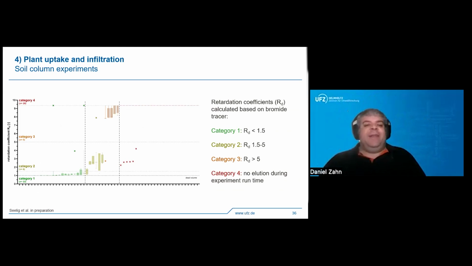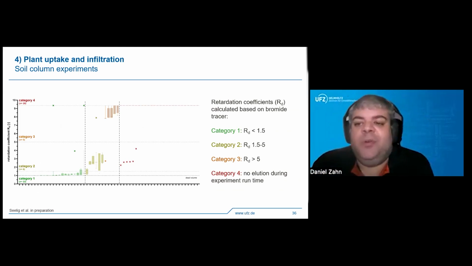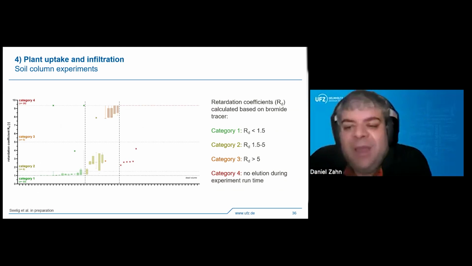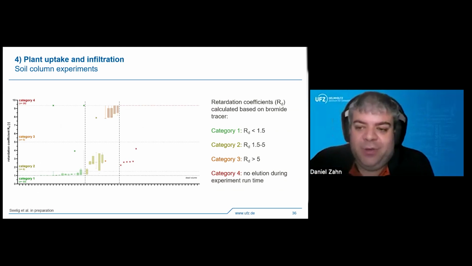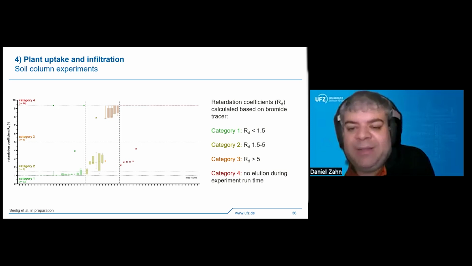Finally, after we looked at the plant uptake, I want to give you a first sneak peek into our study for the infiltration. What you see here is the retardation coefficient. So we used the tracer bromide and calculated how much faster the tracer leaves the column than our chemicals, and basically built 4 categories out of this. Category 1, the green ones, are tracer-like, so they reached the end of the column with the tracer only shortly after. Then categories 2 and 3 are somewhere in between, and category 4 did not leave the column during the experimental time.